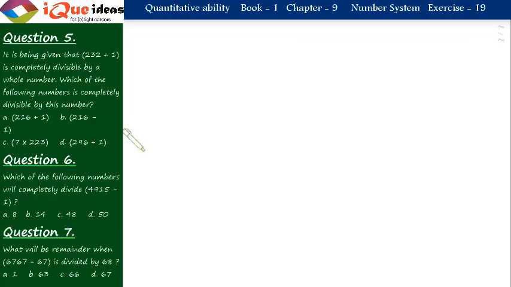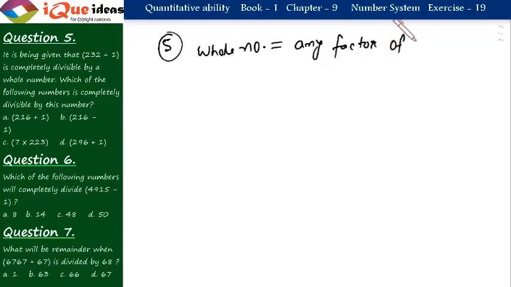Now we come to question number 5. This is a slightly tricky question again. It says it is being given that 2 raised to the power 32 plus 1 is completely divisible by a whole number. So that whole number can be any factor of 2 raised to 32 plus 1. Right? So let's say the number is any factor of 2 raised to 32 plus 1.